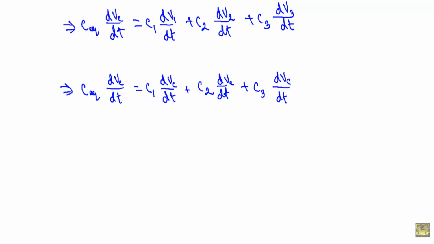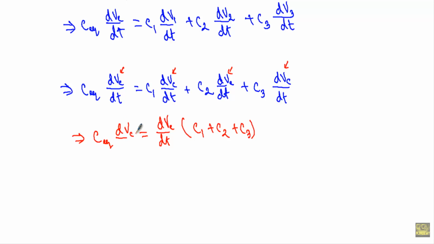Now see, the term dVc by dt, d by dt of Vc, is common in all the terms. Therefore, you can take dVc by dt common on the right side. C equivalent times dVc by dt equals that. Now look here, I can cancel out this and this. So C equivalent will be equal to C1 plus C2 plus C3.